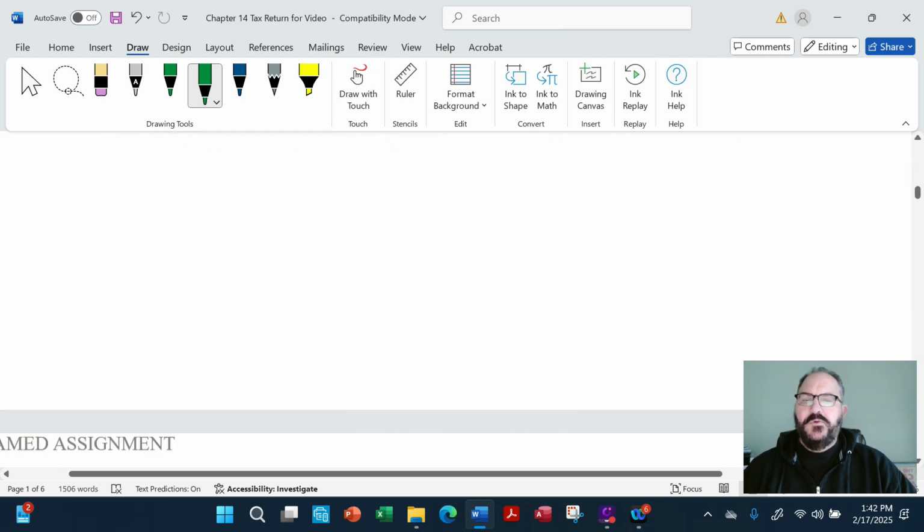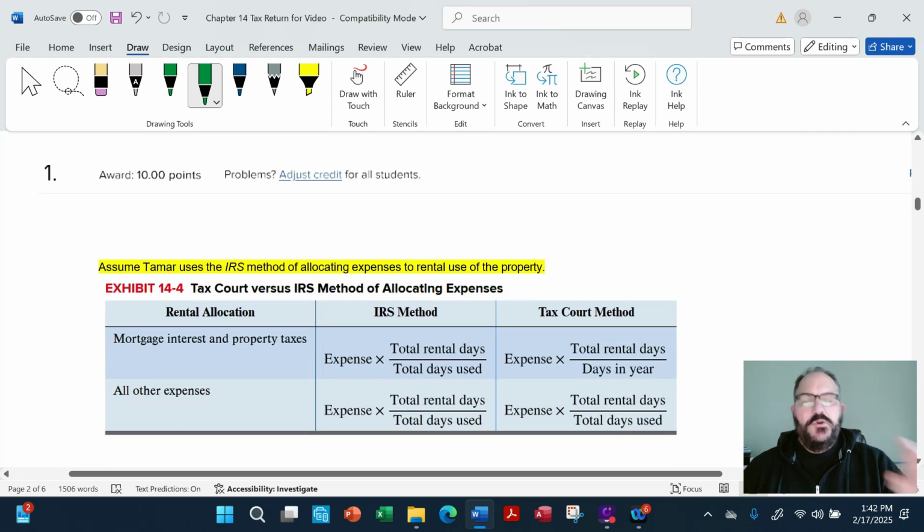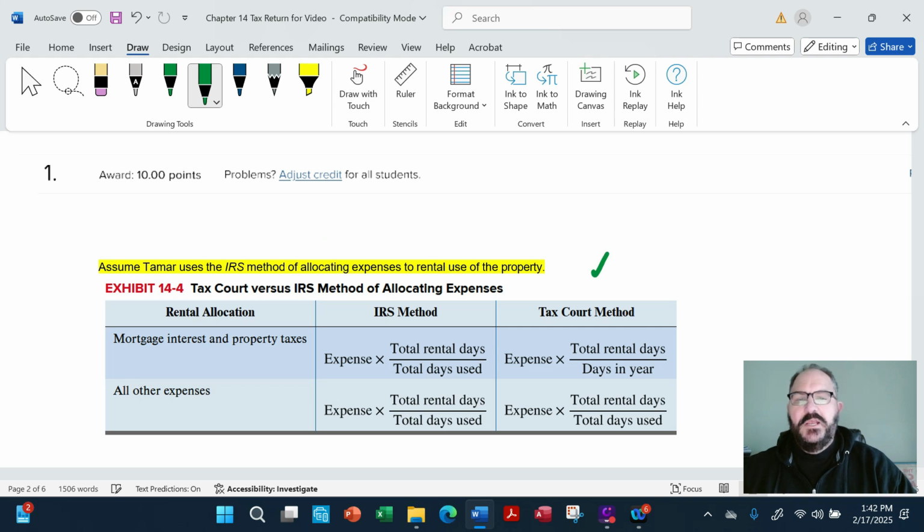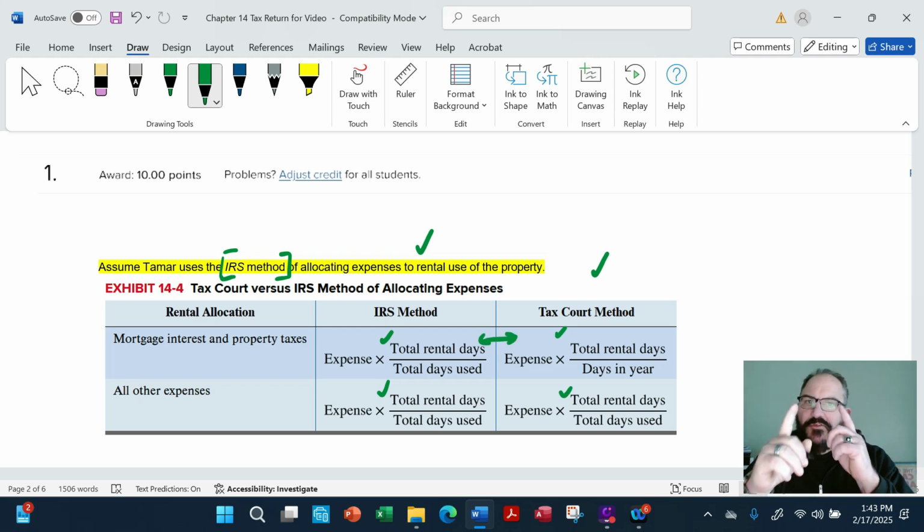Now they ask us to calculate some things. The first thing you have to notice here is there are two different methods. One is the Tax Court method, and the other is the IRS method. And they tell you to use the IRS method. The only difference is between these two, so you just have to make sure you can use either method. Which method does a client typically use? Whichever one's more beneficial to them. So there are two different methods.